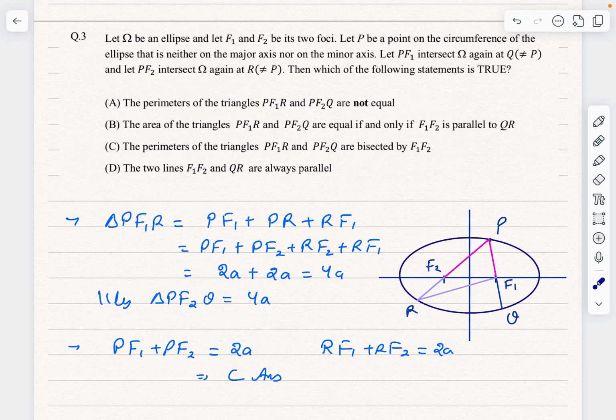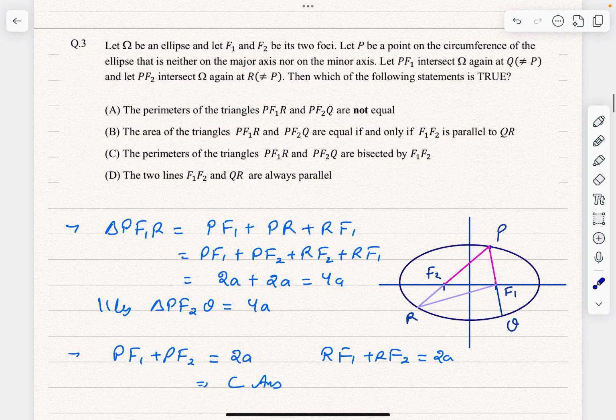Hello guys, let us continue our discussion of this JEE Advanced 2025 sample paper. So question number 3 is next. We have an ellipse here. F1 and F2 are two foci. P is a point on the circumference that is neither on the major axis nor the minor axis. Let PF1 intersect the ellipse again at point Q, and PF2 intersect the ellipse again at point R. Then we have to look at these options.